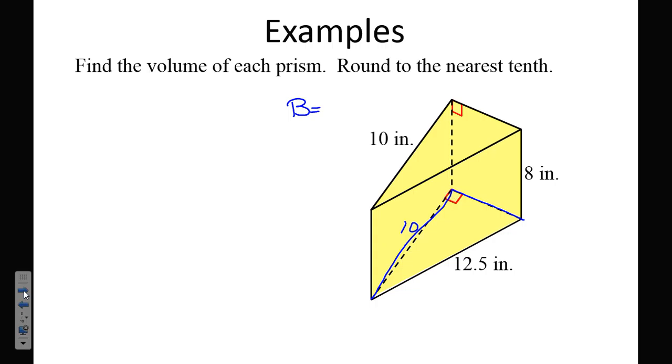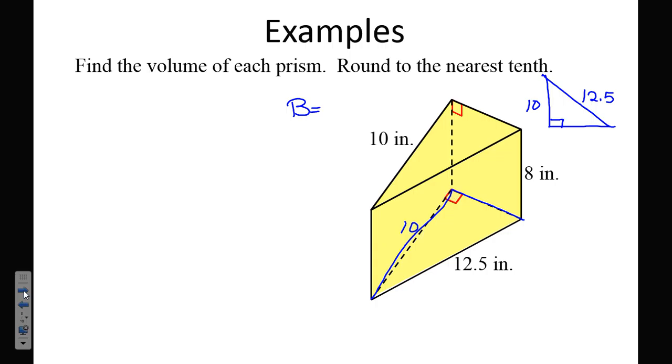Because if you're looking at a triangle, to find the area of a triangle, you have to take the base times the height divided by 2. I'm okay with this being the height of 10, and we don't know the base. That's 12.5. So how do we find that base?